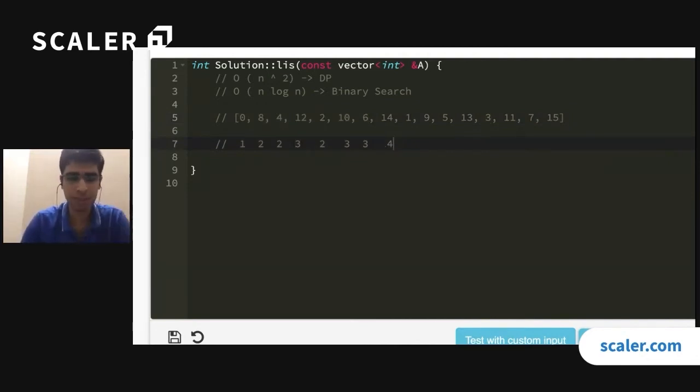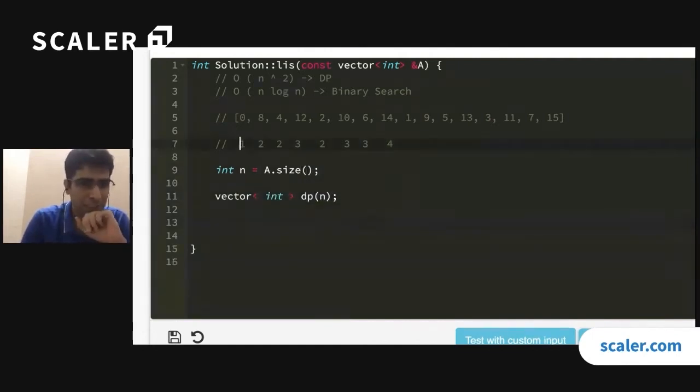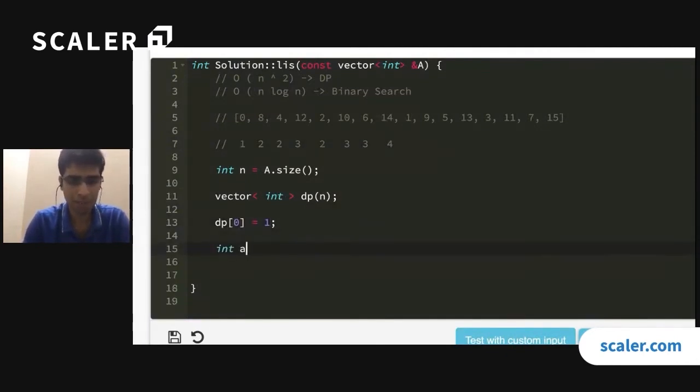So what we can do is create a DP table. Let me just write the size of A. Then I will create a DP table of the same size. What is the value of the first index going to be? The value of the first index is always going to be 1, right? So I can say dp[0] is 1. That is the base case. Now my answer is initially 1.